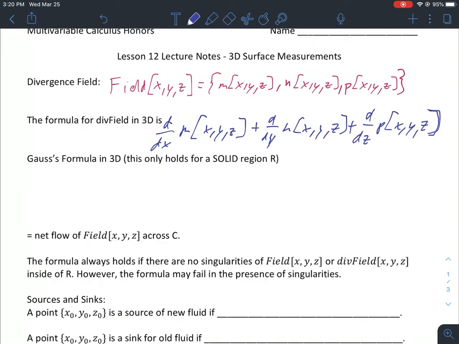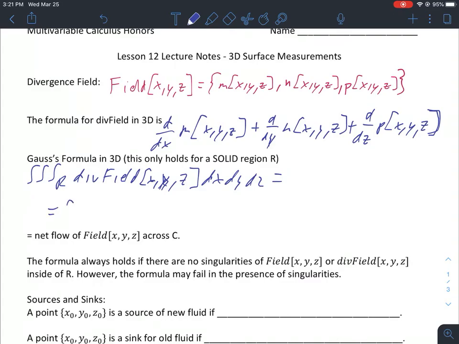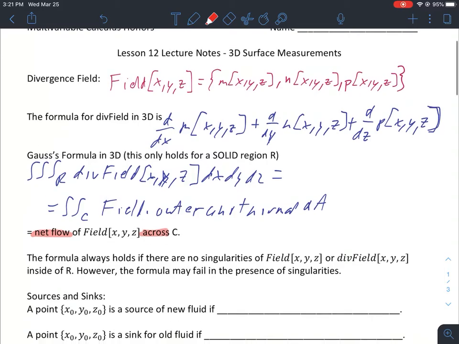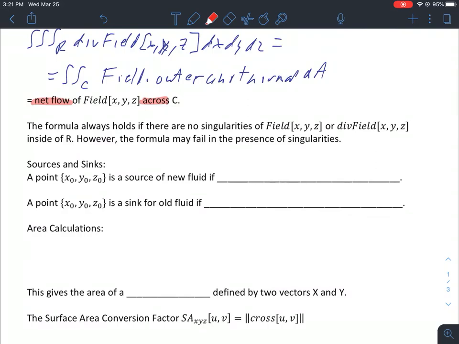All right, and that brings us to Gauss's formula in 3D, which we did in 2D a few chapters ago. Basically it tells us that the triple integral over the region R of the divergence of the field, excuse my bad handwriting, is the same as the double integral over the surface C of field dot outer unit normal dA, and they both give us the net flow of the field across that region C. The formula always holds if there's no singularities, but it might and probably will fail in the presence of singularities.